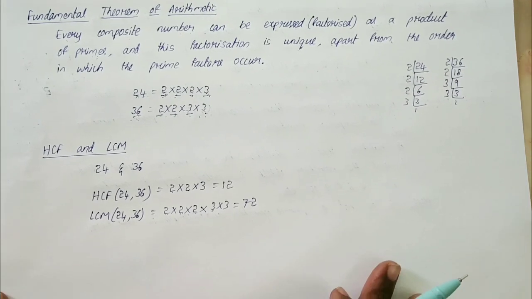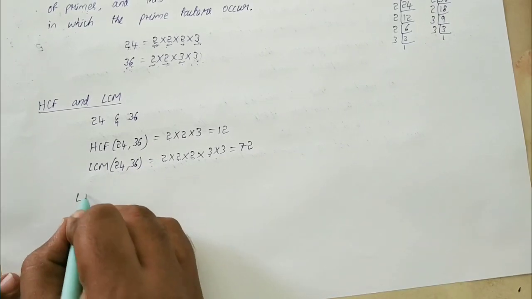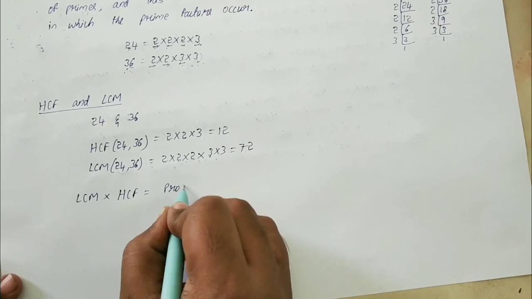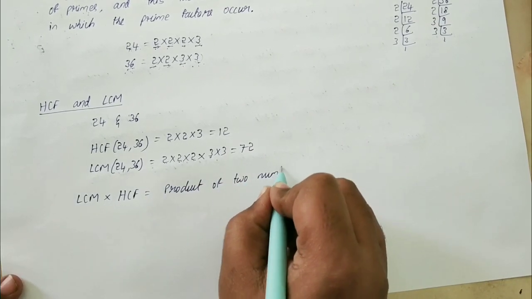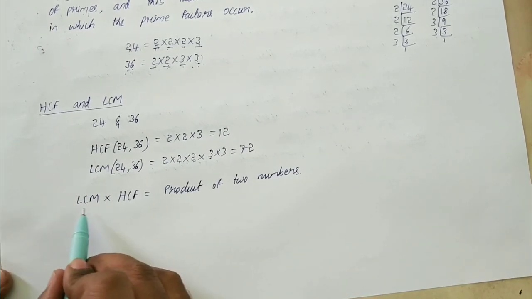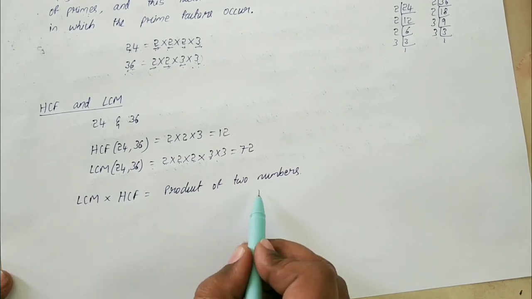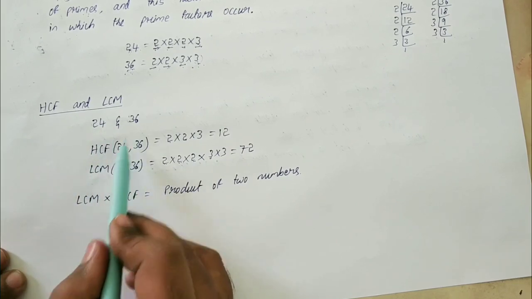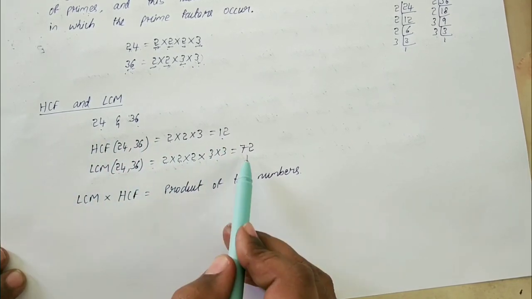So then we have the relation. What is the relation? LCM into HCF is equal to the product of two numbers. So this is one relation, or we can call it a formula. LCM into HCF is equal to the product of two numbers. For example, we will take 24 and 36. For these two numbers we got HCF is 12 and LCM is 72, right?